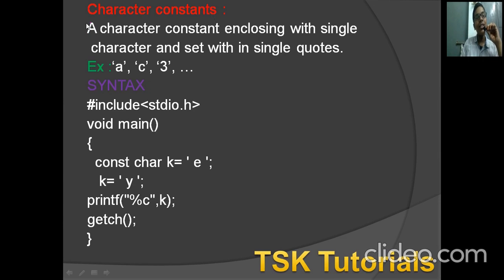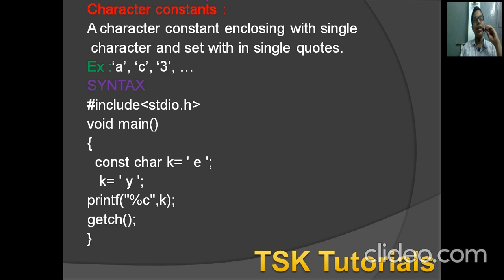Character constant. This is a new term for us, we have not heard it. What is a character? A character constant is enclosed with a single character. Let me tell you what a character is. The characters consist of alphabets or digits. I have shown here A, C, 3 or anything. I mean the alphabets; alphabets and digits come under characters.